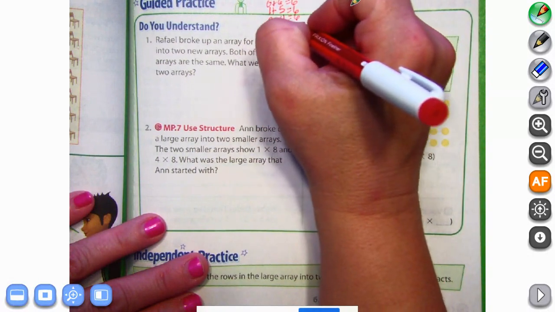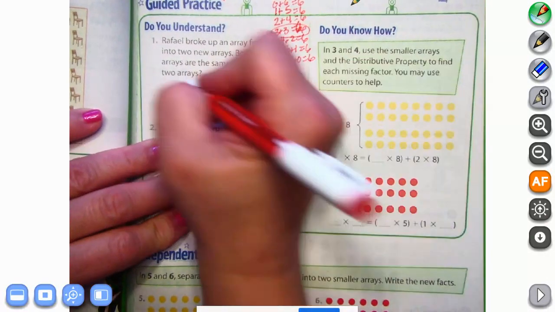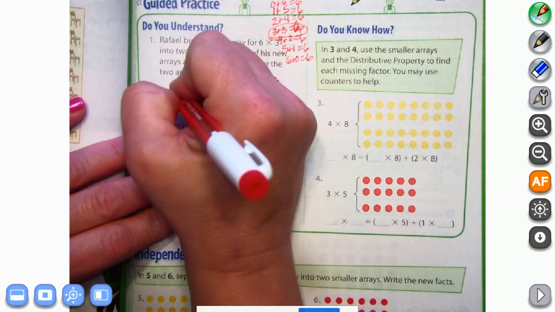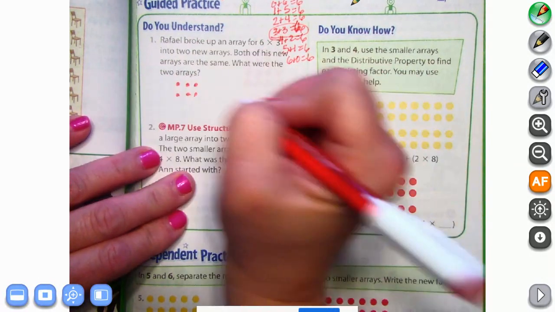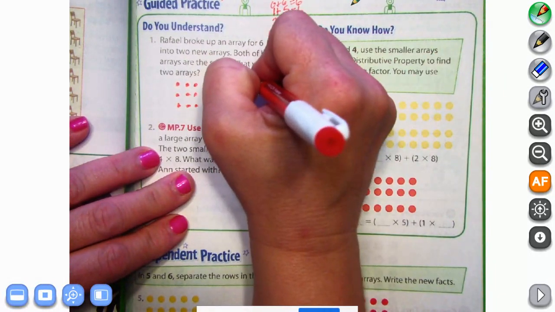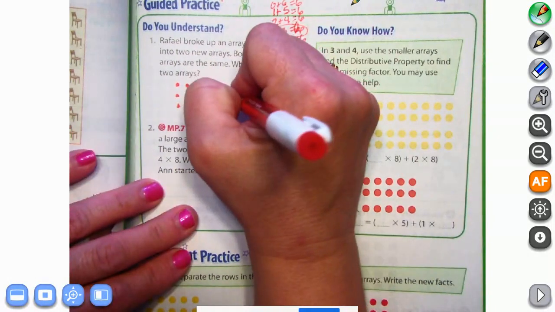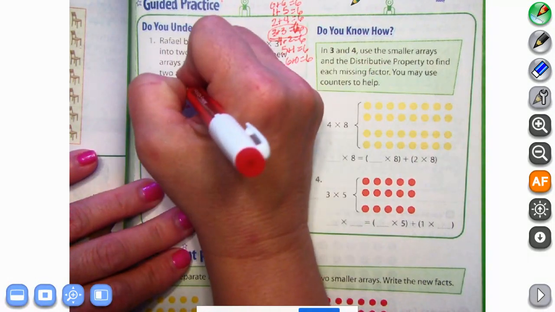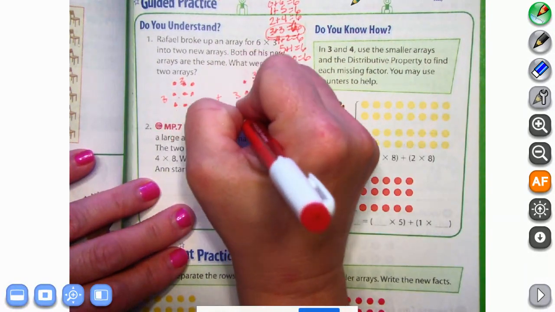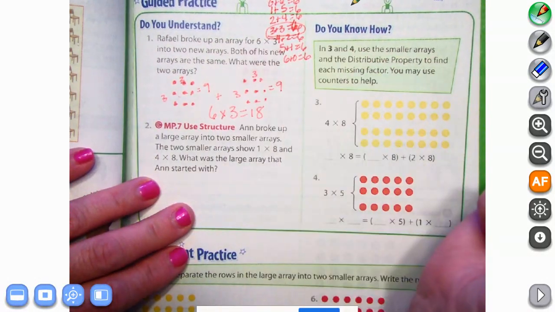This one right here, 3 times 3. So what we can do is an array of 3, 3, and 3, plus 3, 3, and 3. There's 3 rows of 3, 3 rows of 3. So that makes it 6 times 3 equals 18. This is 9 plus 9.